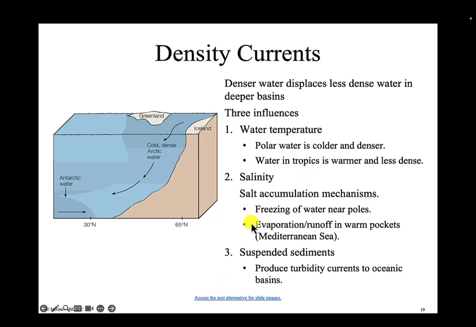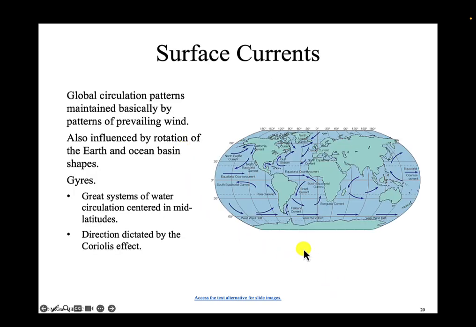Another thing that influences the density of these currents is the amount of sediments, and the amount of sediments will produce these turbidity currents. The turbidity currents are the major mechanisms that move the sediments in the ocean in general. So here we've got a map. Of course, I don't expect you to know the direction of every single current in this map. It's just to know that they exist, and depending on the region, they will have a different name.